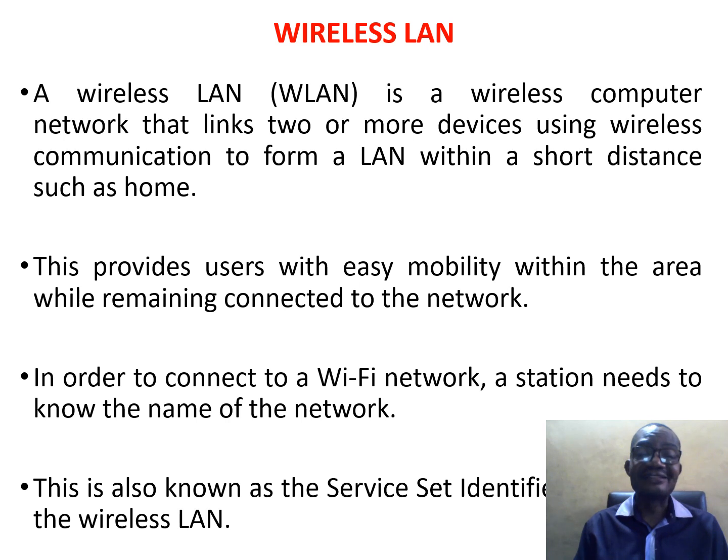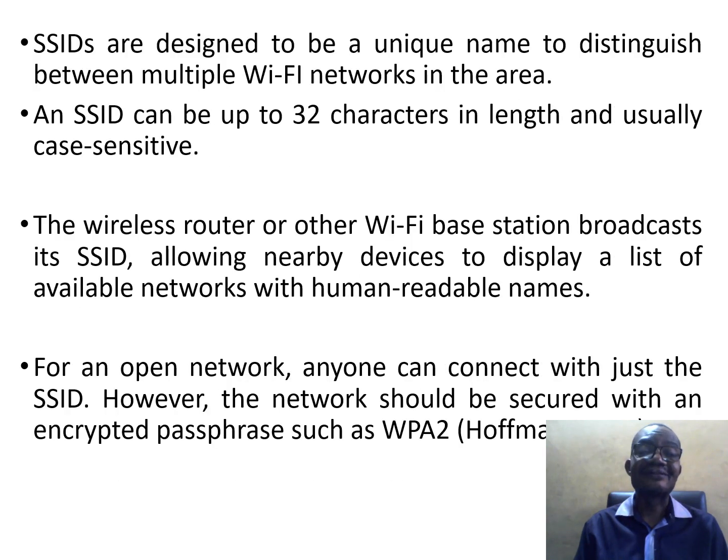In order to be able to connect to a wireless LAN, which we can call a Wi-Fi network, Wi-Fi meaning wireless fidelity, a station needs to know the name of the network. This is also known as the service set identifier of the wireless local area network. That is the name of the network. The service set identifier, SSID, is the name of the network.